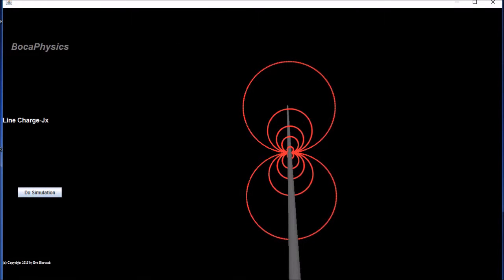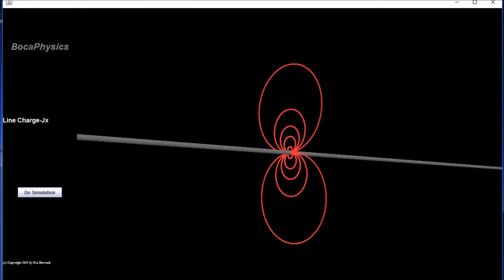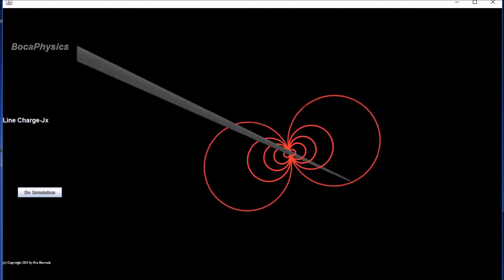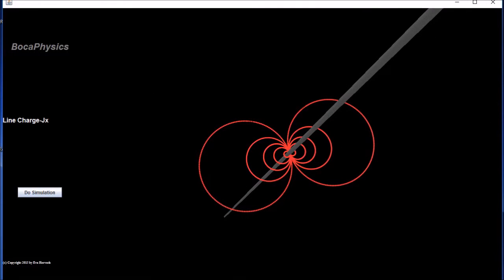Let's consider an infinite line charge. Notice that the streamlines do not have cylindrical symmetry. This is because we're considering the x momentum current density. Further, the streamlines form closed circles originating and terminating on the wire. If we consider the y momentum current density instead, this would amount to a rotation of the present simulation.